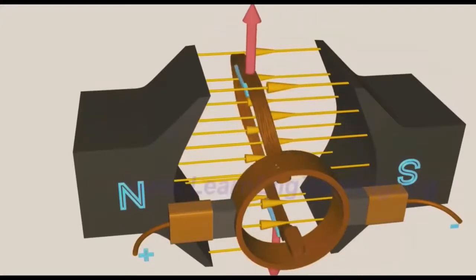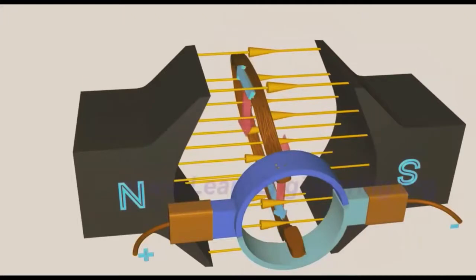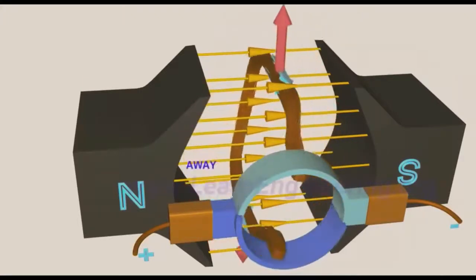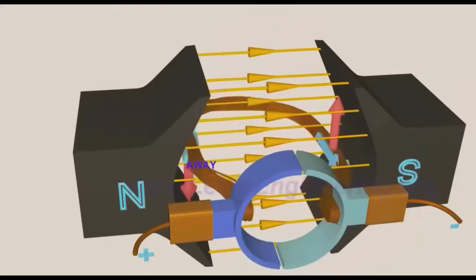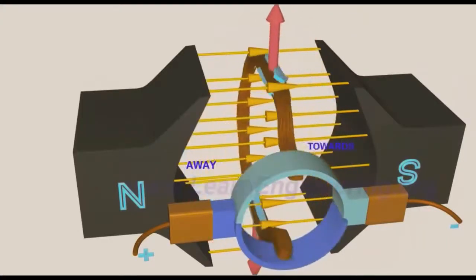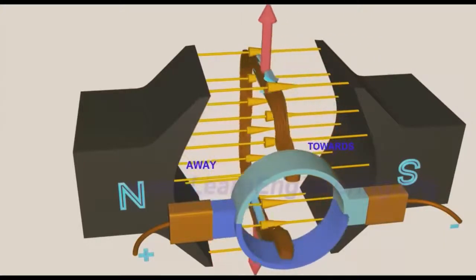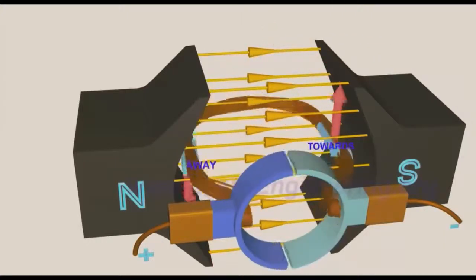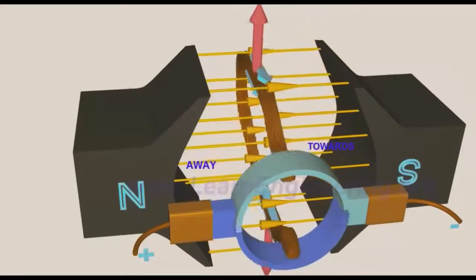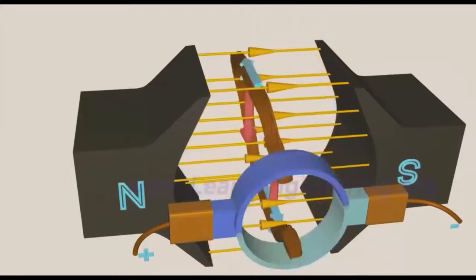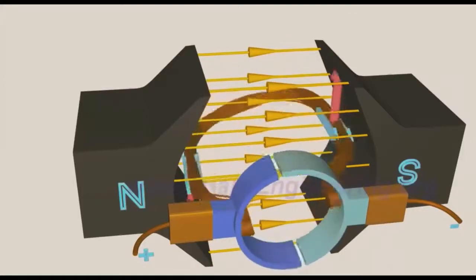We can notice that as the coil rotates, the commutator rings connect with the power source of opposite polarity. As a result, on the left side of the coil, the current will always flow away, and on the right side, current always flows towards. This ensures that the torque action is also in the same direction throughout the motion, so the coil will continue rotating.